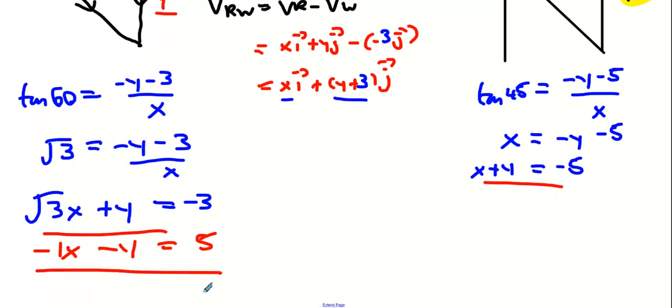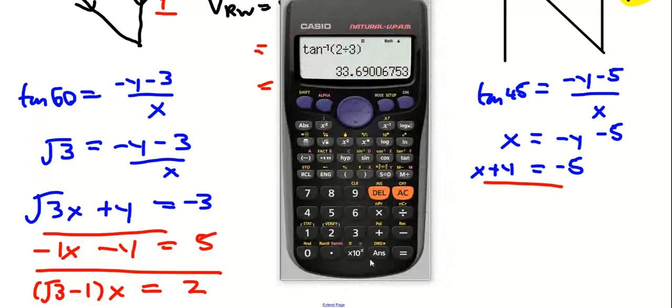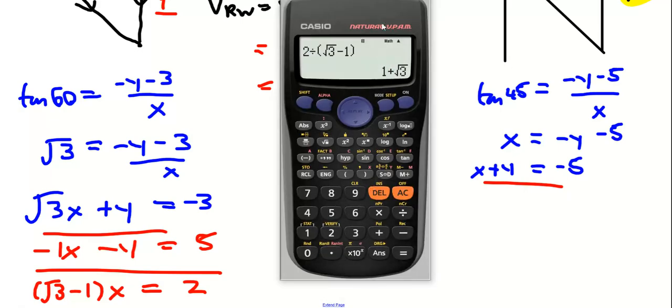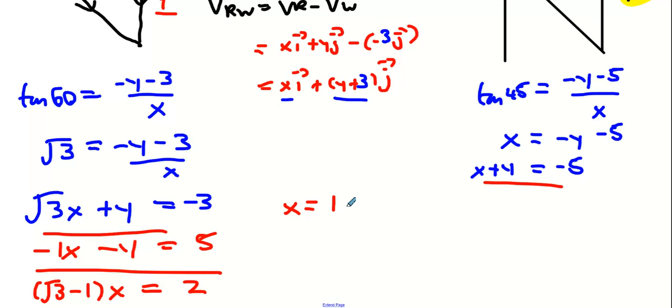And we're going to find out our x value, which is going to be root 3 minus 1 times x equals 2. And now we're going to divide 2 divided by root 3, take away 1. And what we find out is x is 1 plus root 3, or 2.73. So x equals 1 plus root 3, or 2.73.